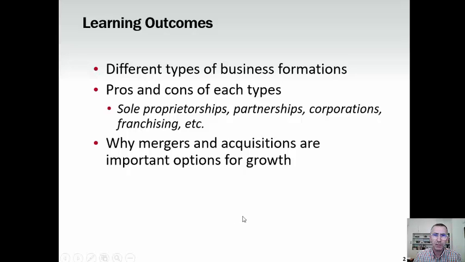So the learning outcome for this chapter, very straightforward. The different types of business formation, the pros and cons of each type. We'll look at several, not all of them, there's lots, but the big ones: sole proprietorship, partnership, corporation, franchising, and a few others, LLCs, for example. And then we'll get into mergers and acquisitions as options for growth as part of the chapter.